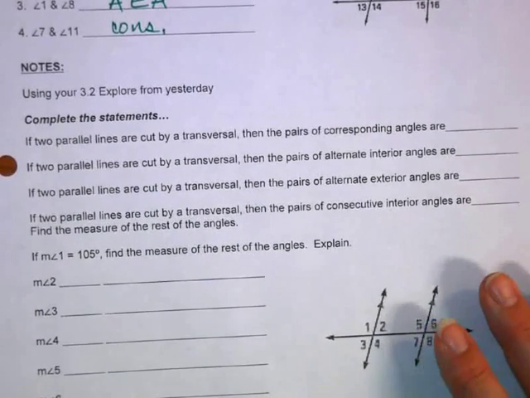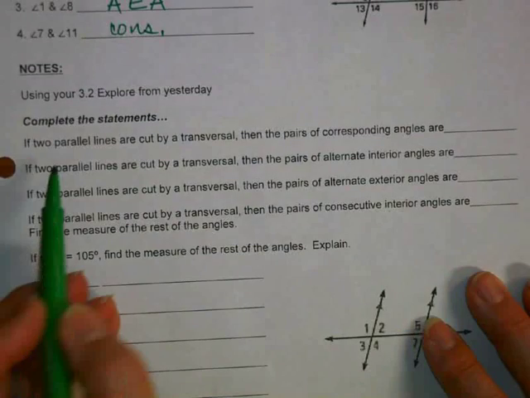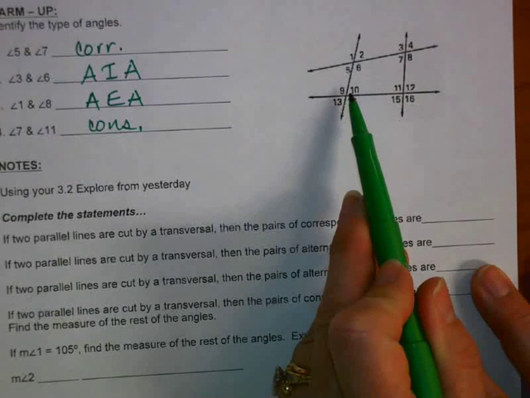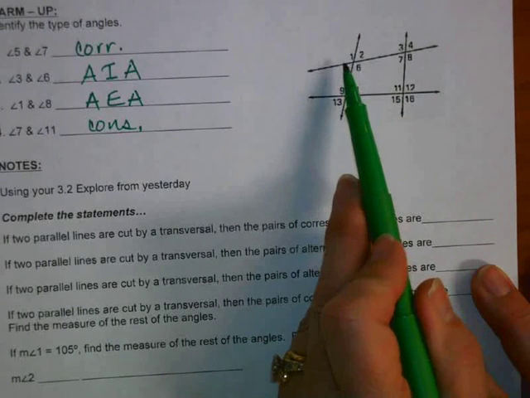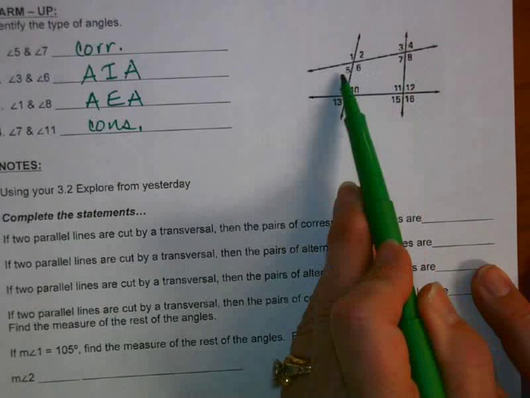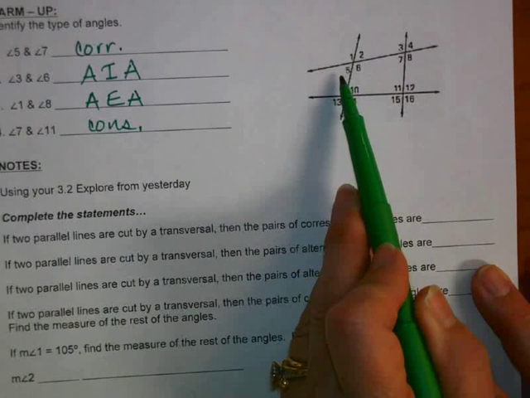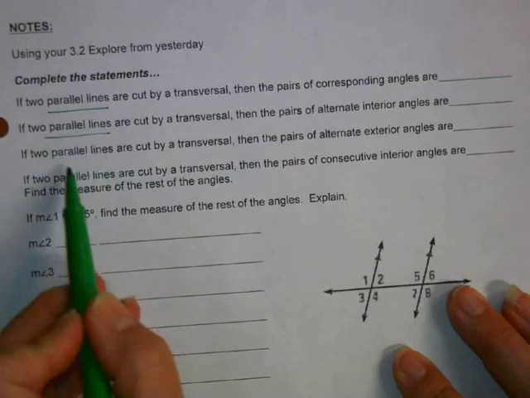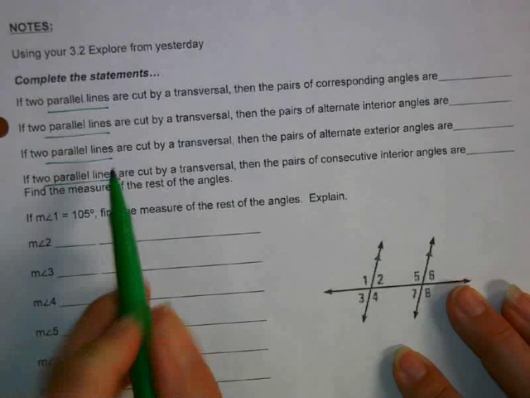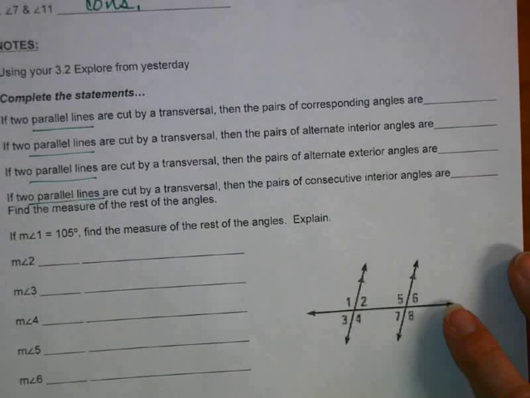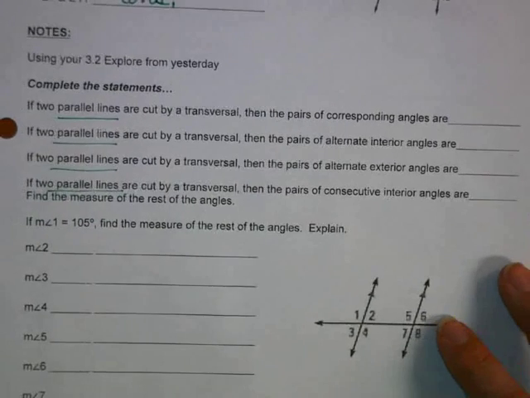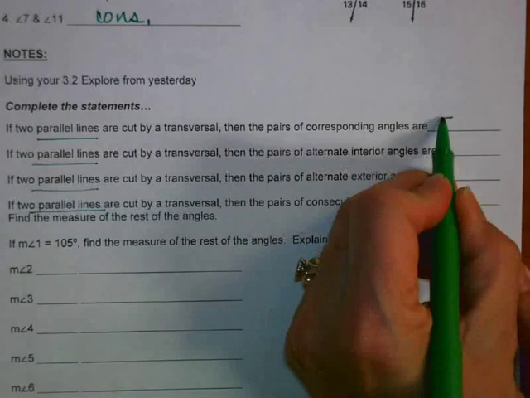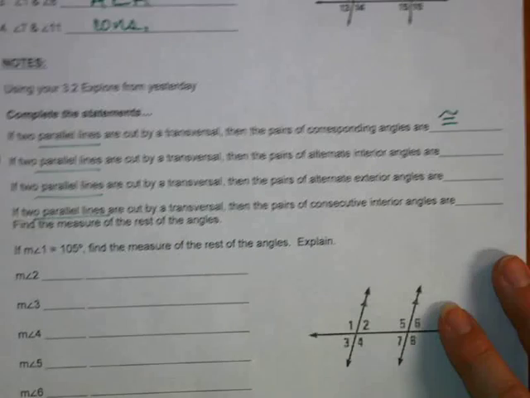The key thing from yesterday's Explorer that was different than what we did here are these parallel lines. So we can't say that 5 and 7 are congruent, can we? If you look at them, they're obviously not congruent. However, when you have two parallel lines cut by a transversal, that's when congruency starts to happen in these special angle types. So the pairs of corresponding angles are what? Congruent. And you can just use the congruent symbol.